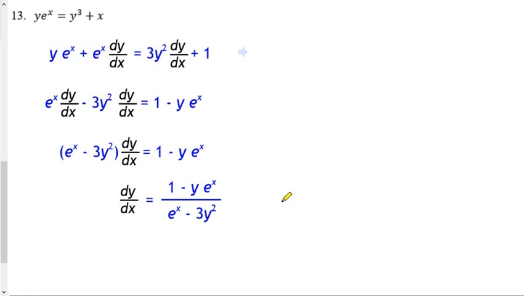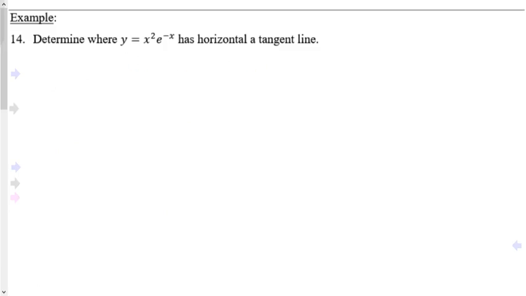Let's move on to our next example. Another question similar to what we did way back in chapter 2, where we want to determine where we have a horizontal tangent line. But this time we have this exponential function with e to the exponent negative x here. So if we want to find the horizontal tangent line, we start by finding the derivative. First function times the derivative of the second plus second times derivative of the first. So product rule again.